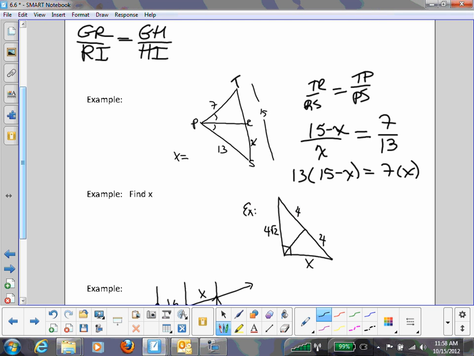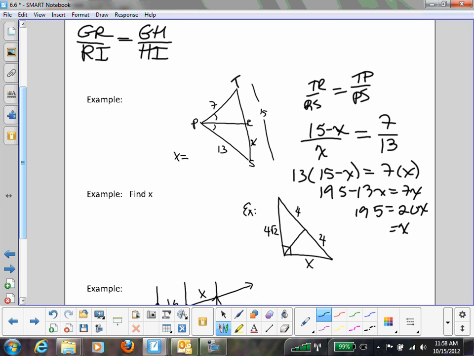Athena? Oh, no. Wait, TP over, oh, no. I'm just talking about the sides, yeah. Because we're not talking about congruence. We're just trying to set up a proportion. Okay, so 13 times 15 is what? How much? 195 minus 13x equals 7x. So 195 is equal to 20x. And so what does x equal? 9 point who? Exactly. There we go.